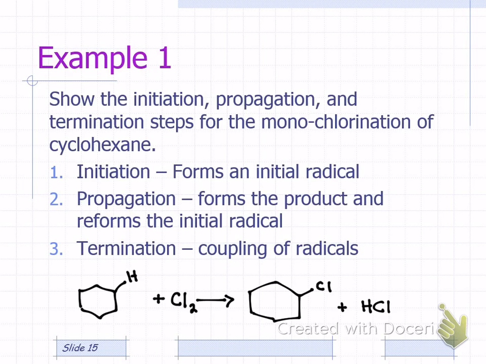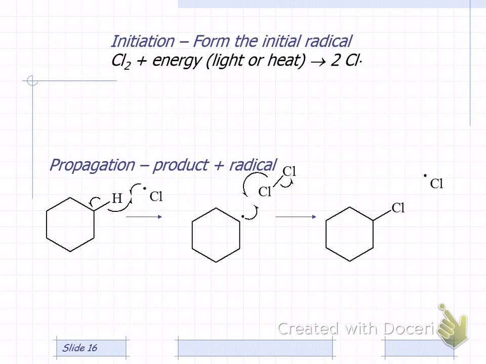So we're going to go over the mechanism now. The first part is the initiation. What is the initiation probably going to be? Splitting up the Cl-Cl bond, right? The initiation step looks something like this, what I've written up here at the top. You use light or heat. Sometimes you can add other things to initiate it too, but generally you just need to get it started, and once it's started, it just keeps going on its own. You form this chlorine radical, and then the chlorine attacks the hydrogen and forces the carbon-hydrogen bond to split.